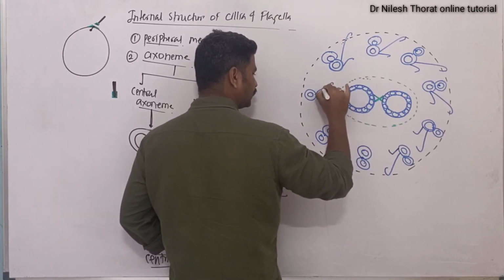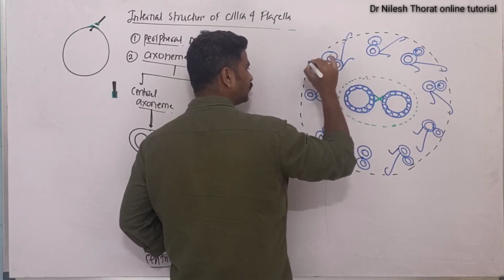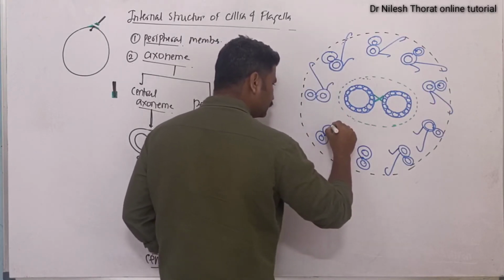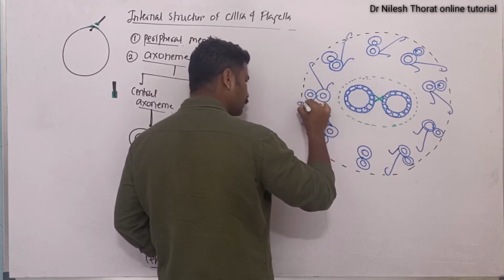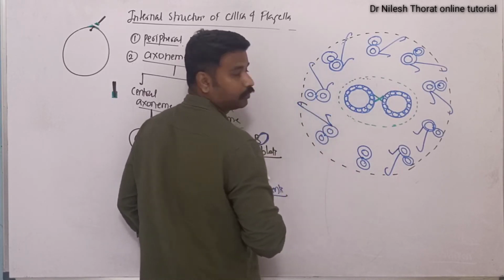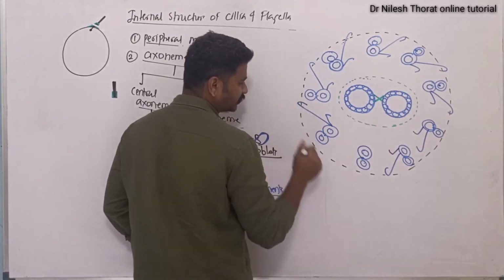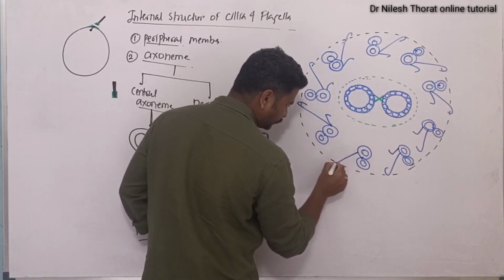The shorter side arm is having a bend-like structure and is present inside, so this is a bend, while the longer side arm is having a loop type of structure and it is present on the outer side.